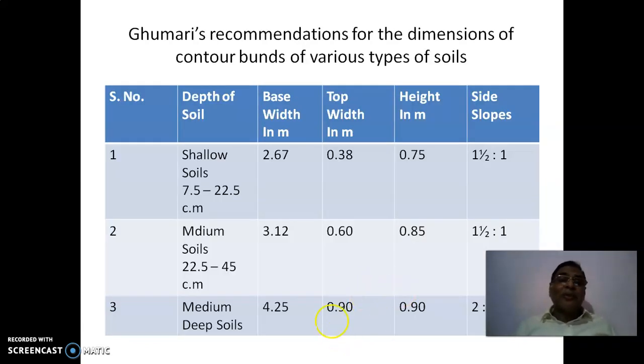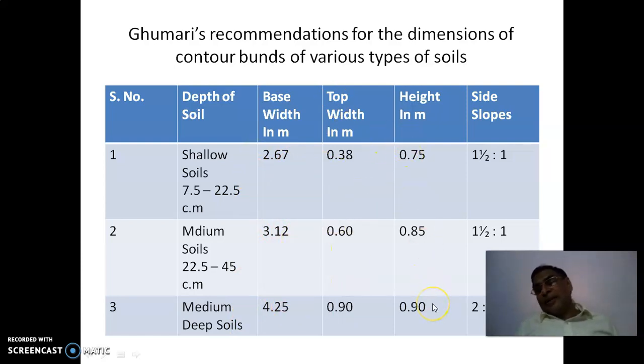Then if you go for the dimensions of the contour bunds themselves with respect to various soils, you have shallow soils, medium soils, and then medium deep soils. So with respect to depth of the soil, the base width, top width, and height of the bund vary, and of course the slopes also. For example, in the shallow soils, the base width is lesser compared to the deep soils. In fact, as the soil depth increases, the base width increases, the top width increases, and the height of the bund also increases.